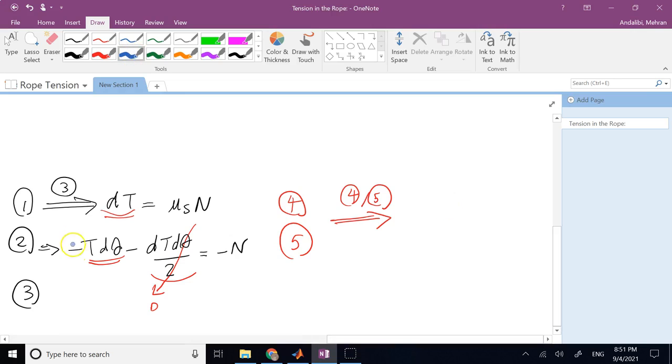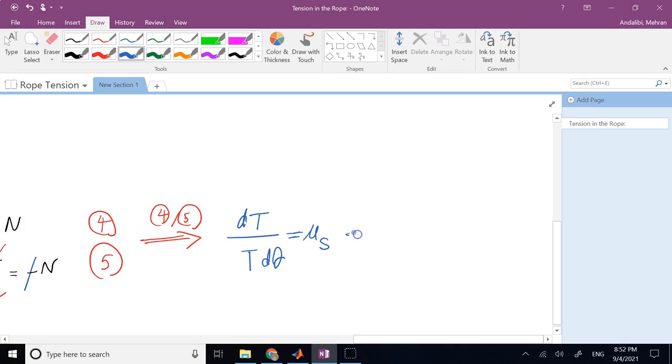What I can also do is get rid of that negative and that negative, and that gives me dT over T d theta is equal to mu s. And if I multiply by d theta, it will be dT over T is mu s times d theta. And now what I need to do is to integrate both sides. This goes from T1 to T2. This goes from 0 to beta.